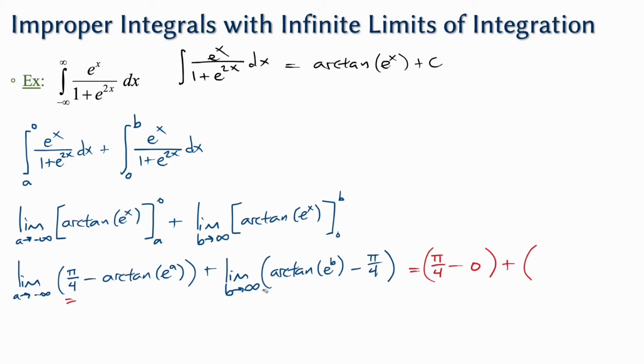Now the difference, though, is this time when I plug infinity in, it's e to the positive infinity. So in this case, we're looking for where the tangent becomes infinitely big. Well, that's going to happen at pi over 2, because that's when the denominator of tangent, which is cosine, is approaching 0. So to that end, this is going to be pi over 2. That's when tangent becomes infinitely big. And of course, the constant pi over 4 is right there. So if I combine all those pieces together, that equals pi over 2. So in this case, the improper integral converges to pi over 2.